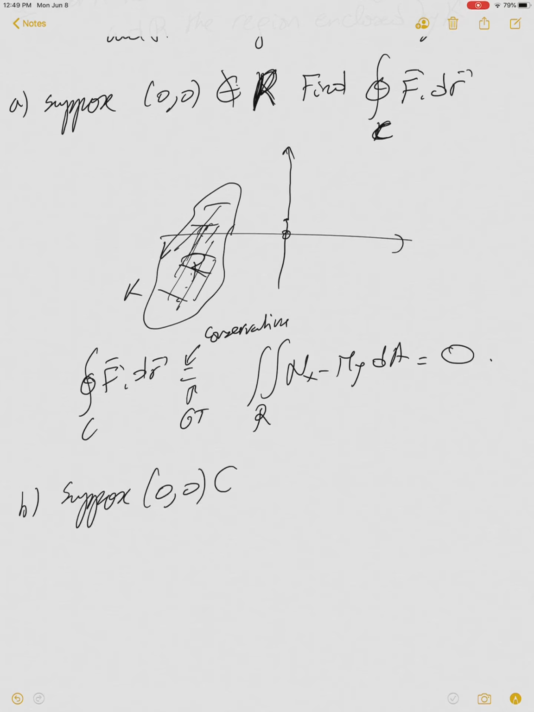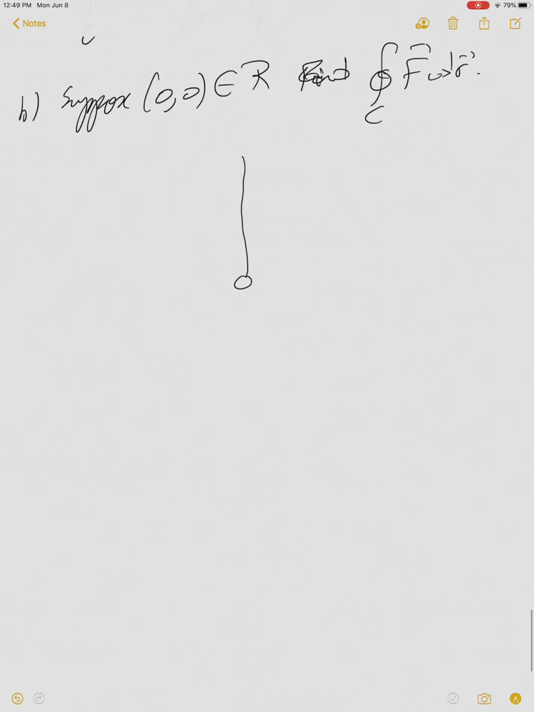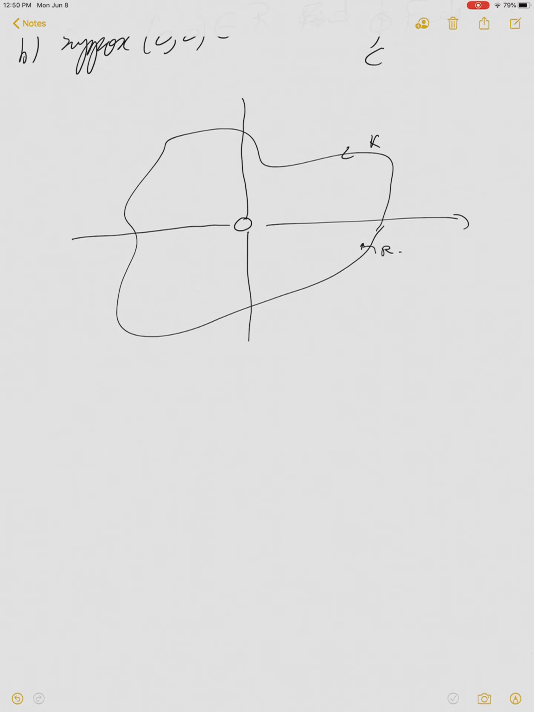Now B, suppose (0,0) is in R. Find the integral over C of F dot dr. And here pay attention: I cannot use Green's theorem here. Why? Because (0,0) is inside R, and I have a set like this. This is K, and what is inside is R. How do I find my line integral in this case? Now I will go back to my construction with rectangles. I will use a similar idea.